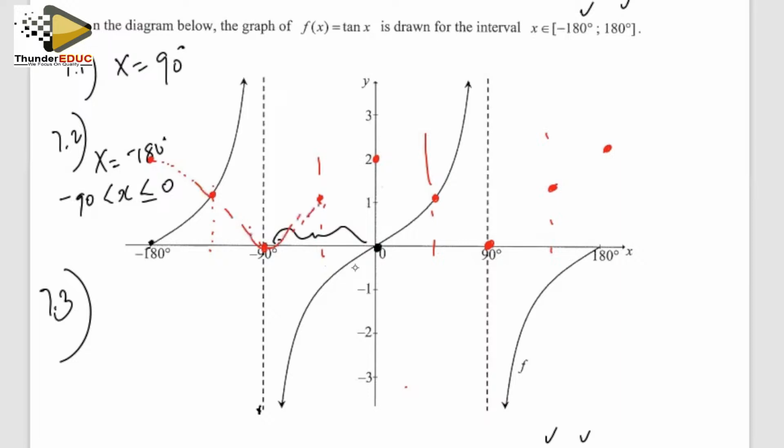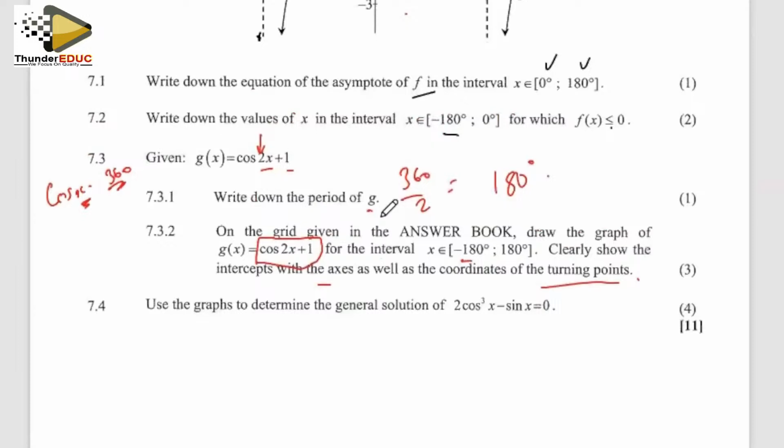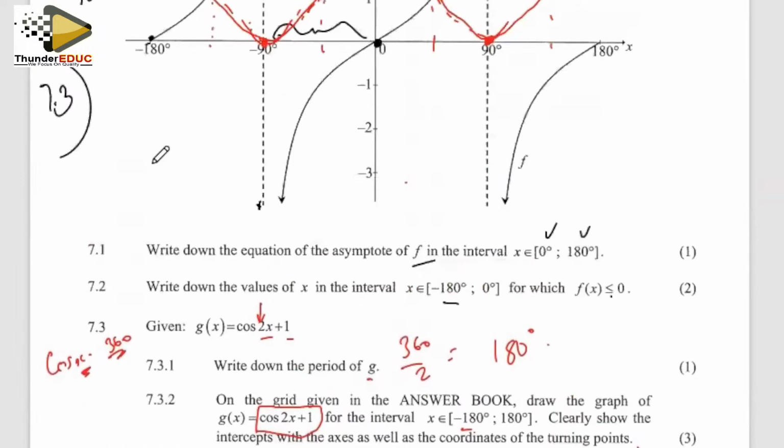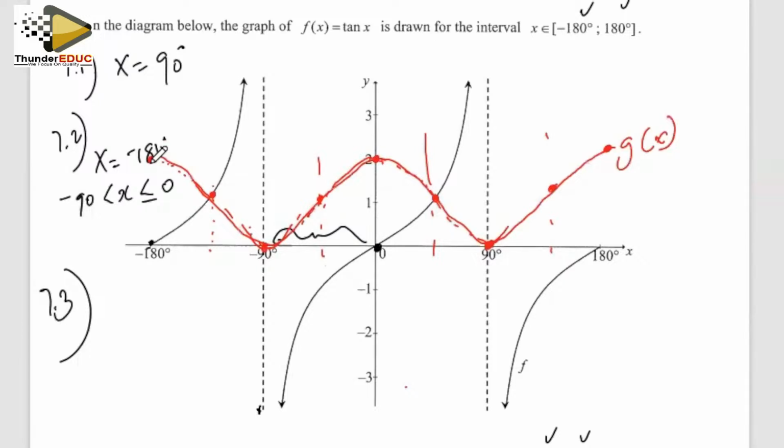Remember those are turning points, so they should be relatively smooth, not very sharp. Okay, so we have something like that. So that is g of x. That's what they wanted. And then 7.4, they want us to use the graphs to determine the general solution of this. So how many points are the graphs meeting at? We're meeting at this point and then meeting at that point.